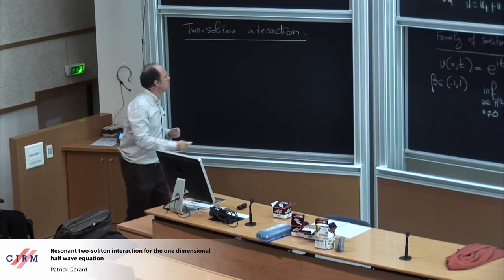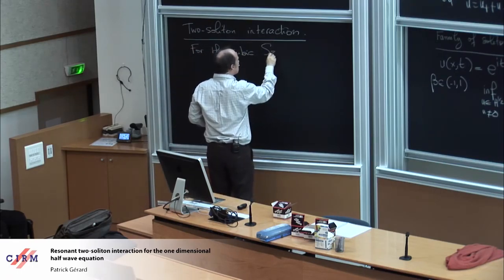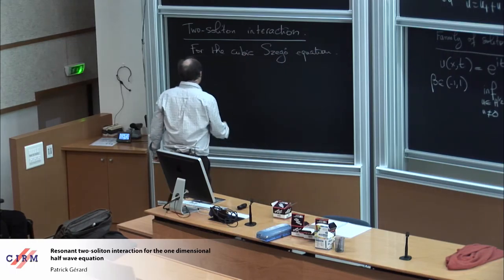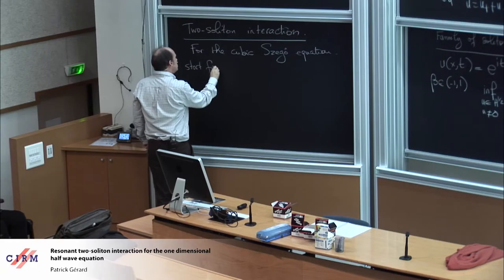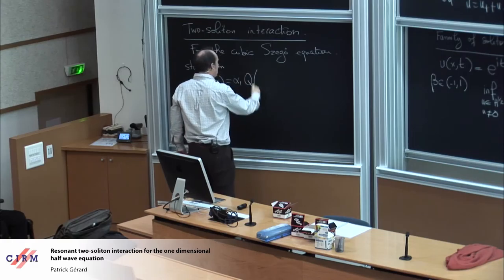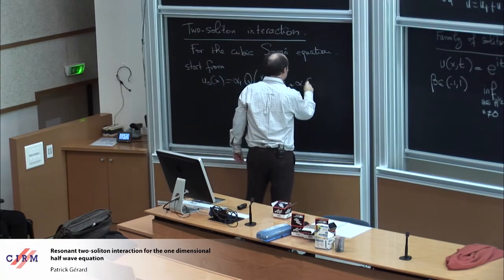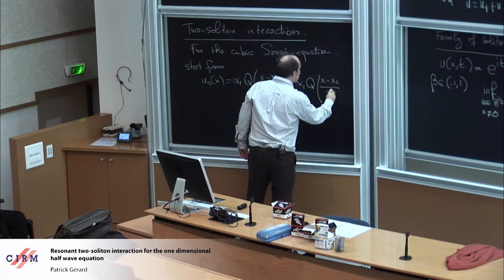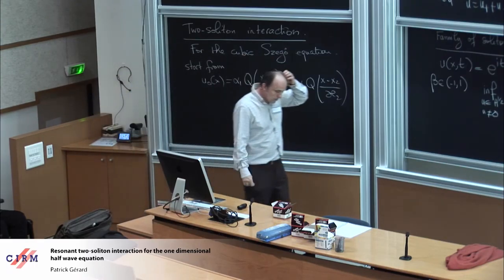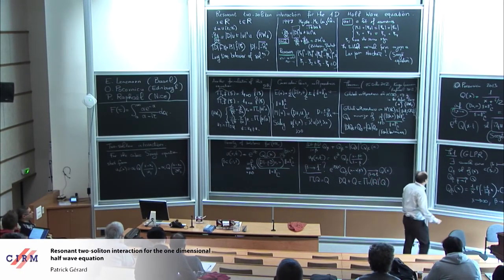This two-soliton interaction for the cubic Szegő equation is as follows. You start from u_0(x), which is something like this: α_1 Q((x - x_1)/κ_1) plus α_2 Q((x - x_2)/κ_2), where κ_1 and κ_2 are positive numbers, α_1, α_2 are complex numbers, and x_1, x_2 are real numbers. You start from this, and you solve this equation.